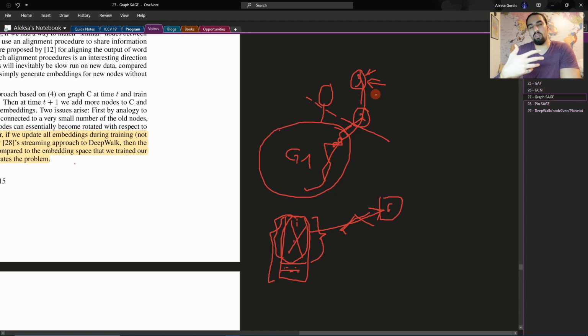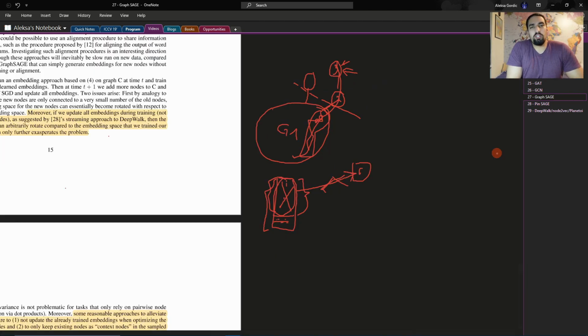If you're familiar with how word2vec and these graph embedding methods work, you'll understand what I'm talking about. And so basically the second suggestion they have is to only use nodes that are already trained as the context. There was a lot of information packed in this video.